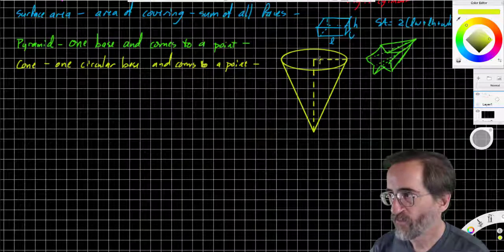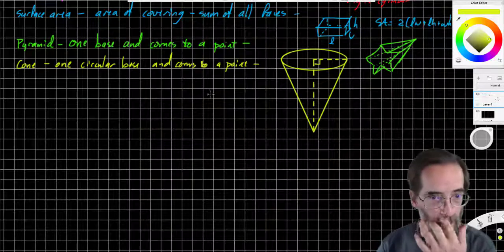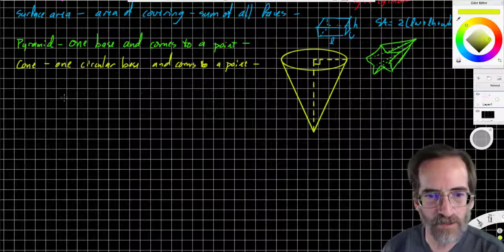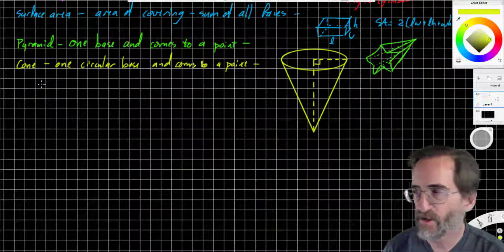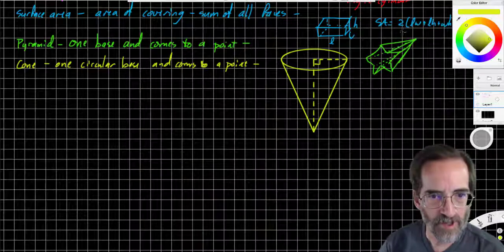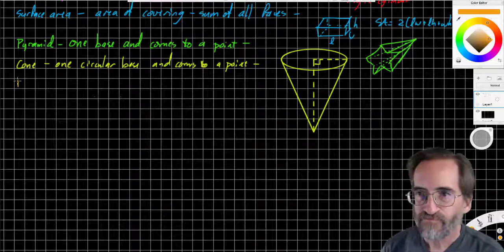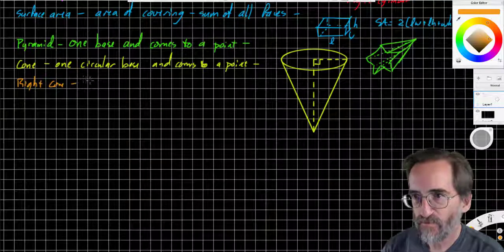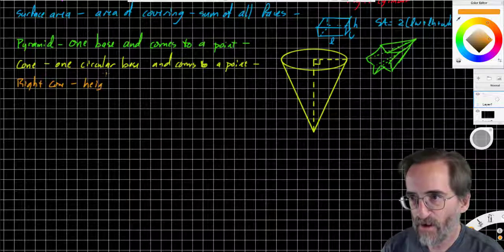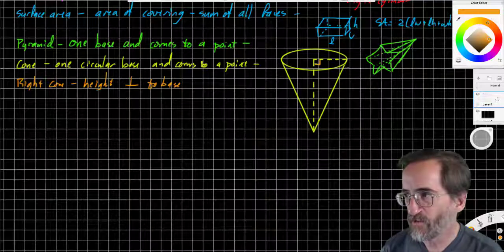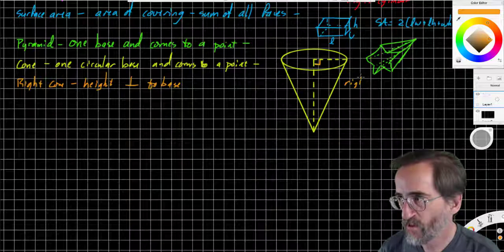Okay. So that's a cone. And there's a right cone and an oblique cone and a right pyramid and an oblique pyramid. So they don't have you define it, but they do have you define right cone. So let's do that. The height is perpendicular to the base. This is a right angle, so this is a right cone.